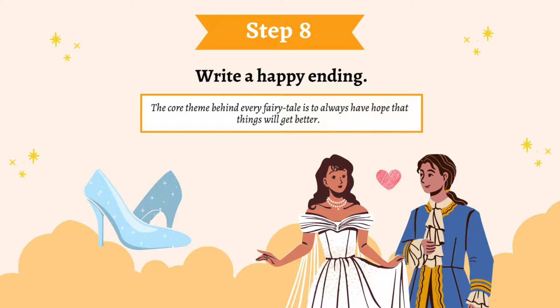For example, in Cinderella, the glass slipper fits her foot perfectly. This proves to the prince that she was the girl he fell in love with at the ball. Cinderella then marries the prince and lives happily ever after, while her stepmother and stepsisters were locked in a dungeon by the prince as their punishment for abusing Cinderella.